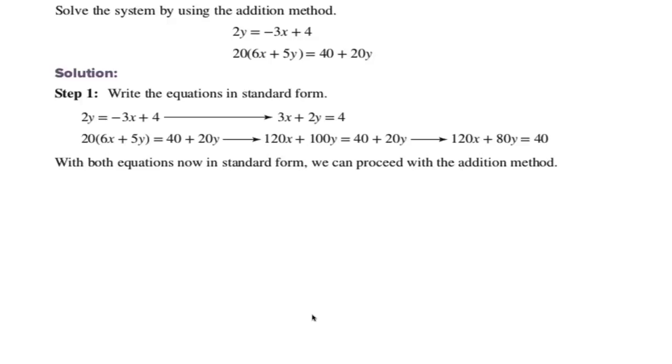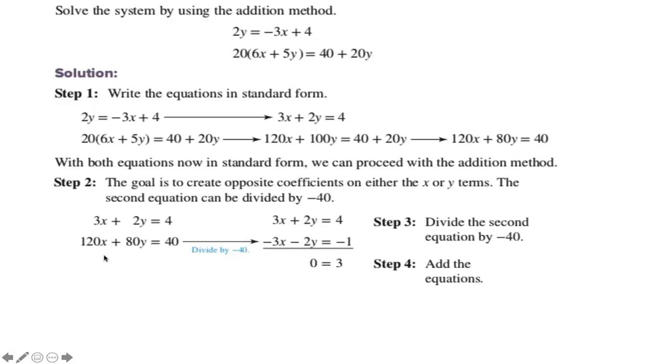Okay, here's another one. Again, we want to put everything in standard form. So in the first equation, we move the negative 3x over. The second equation, we might have to do some algebra. So distribute the 20, for example, and then move all the x and y terms to the left side to give us this. So now that we have that, we can proceed.